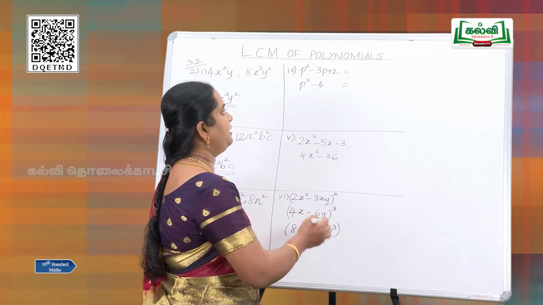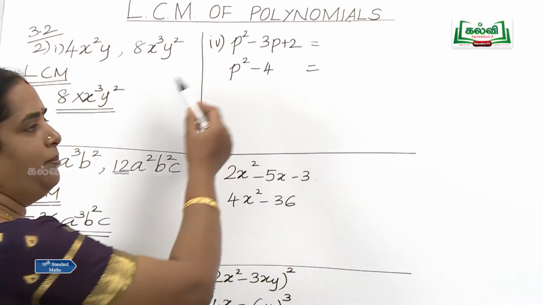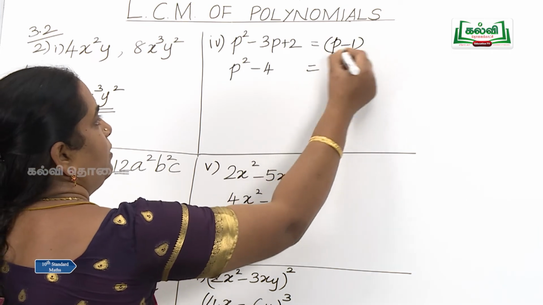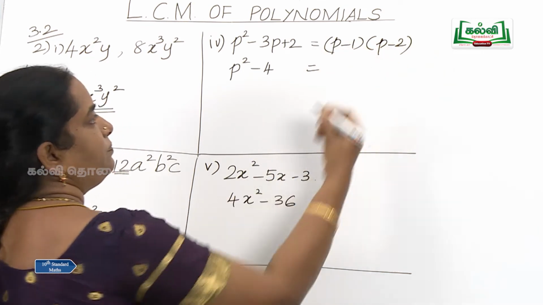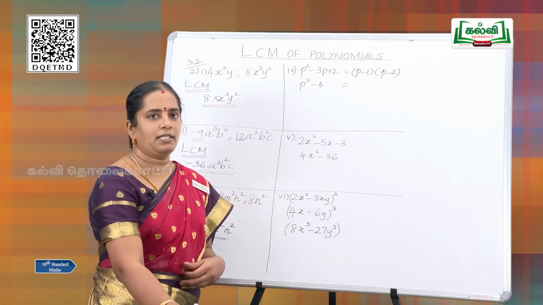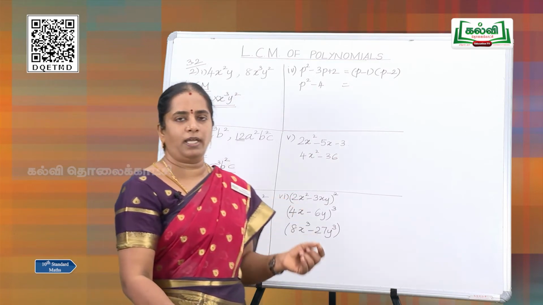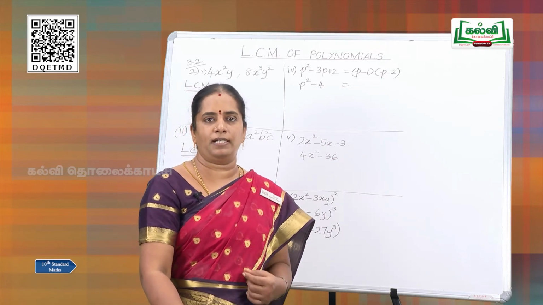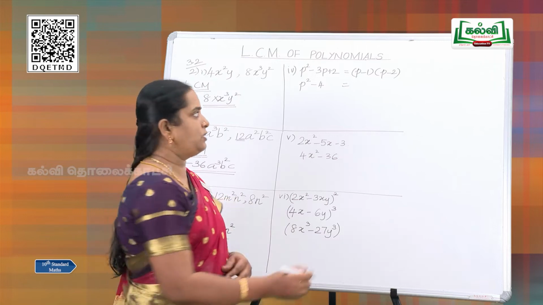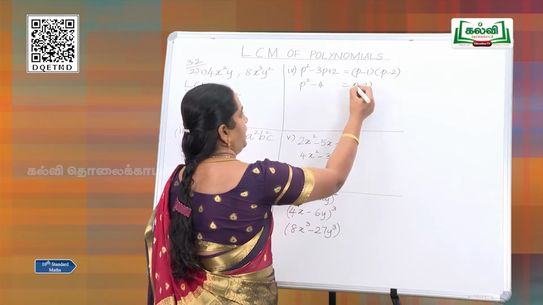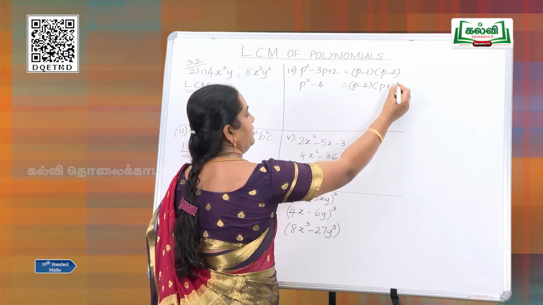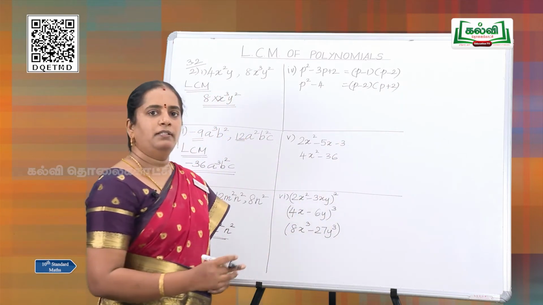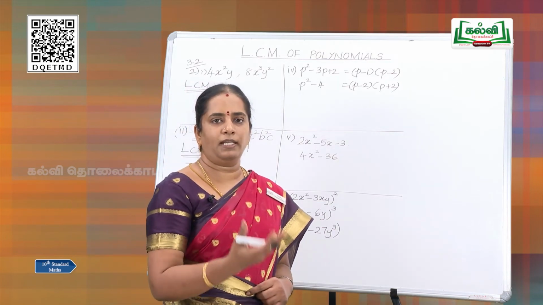So, you can factorize it as product is 2 and the sum is minus 3. We can factorize it as p minus 1 into p minus 2. And here also we can factorize, as it is in the form p square minus 2 square, that is a square minus b square. We can factorize it as p minus 2 into p plus 2. So, p minus 2 into p plus 2 is our factorized form.